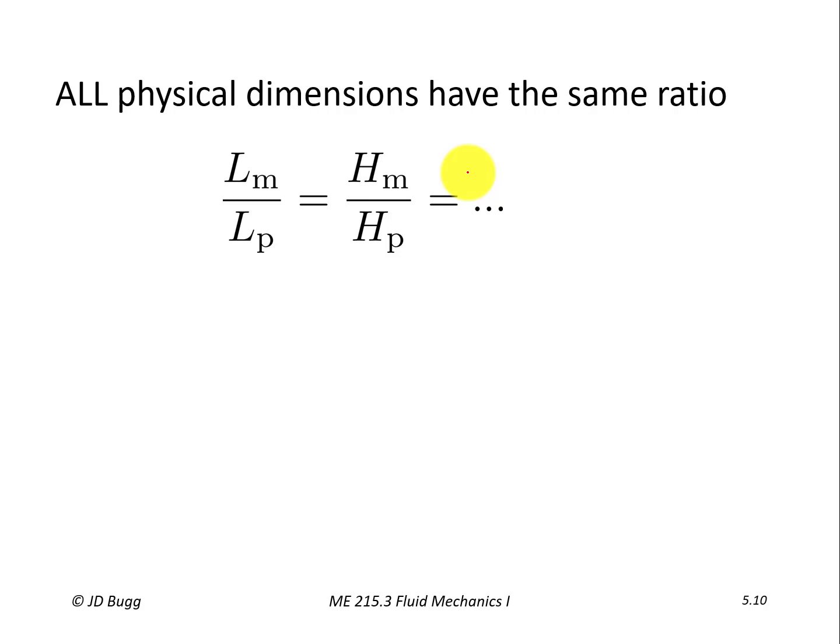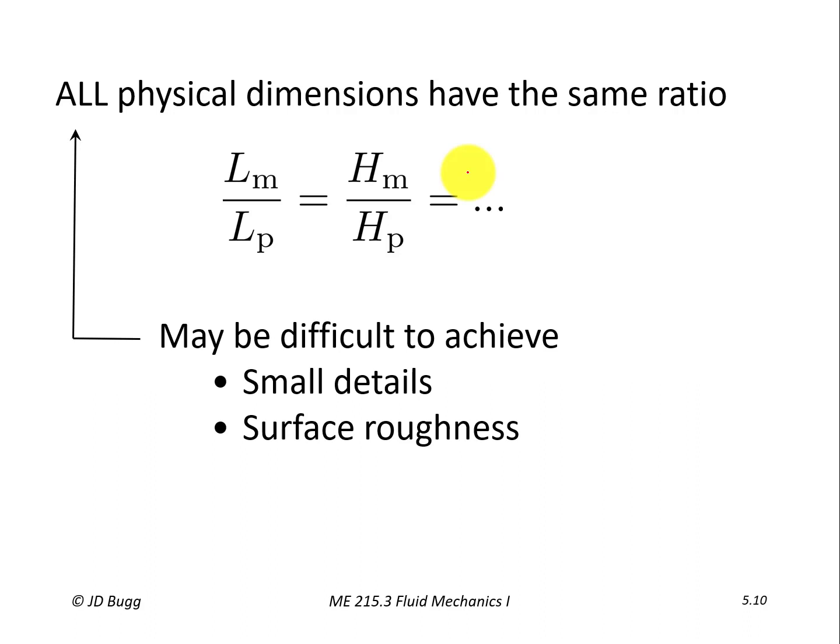prototype is the same. And as we said at the end of the last lecture, sometimes that's a little bit difficult to achieve, but in most scale model studies, we can do a good enough job of it that whatever we learn by studying the model, we can apply to the prototype. So geometric similarity is at the heart of scale modeling. Now, there are other types of similarity that we must also respect in order to do scale modeling.